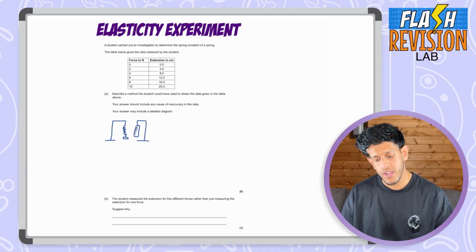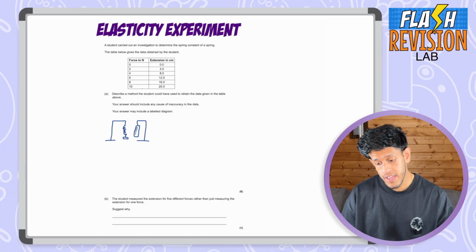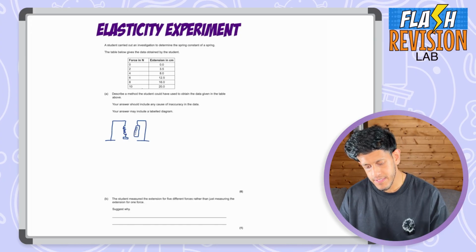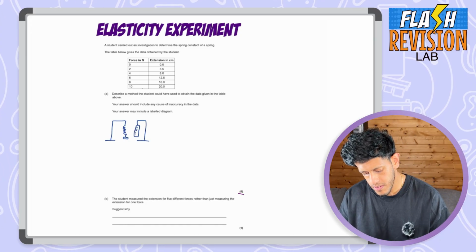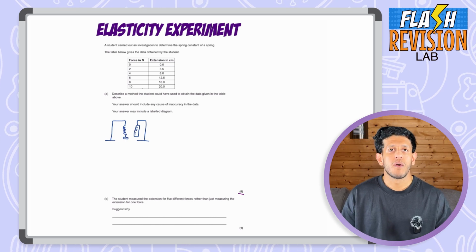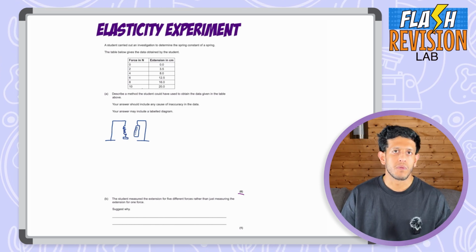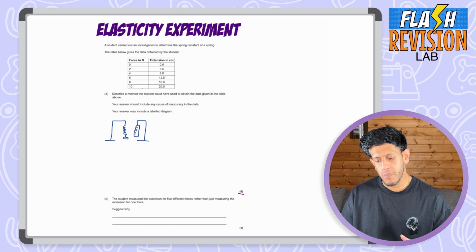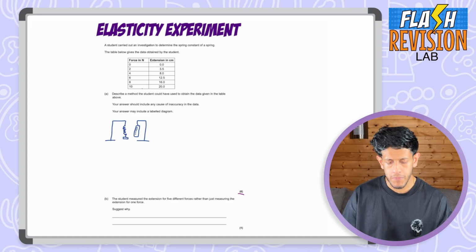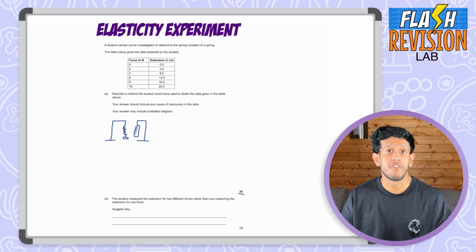Your answer should include any cause of inaccuracy in the data. Your answer may include a labeled diagram. And this is a big one, it's for 6 marks. So we have to talk about the apparatus involved, and we have to talk about the method that we're going to apply, and then there's 1 mark left over for the possible inaccuracy that we could find carrying out this experiment. So I've started a diagram off here early.